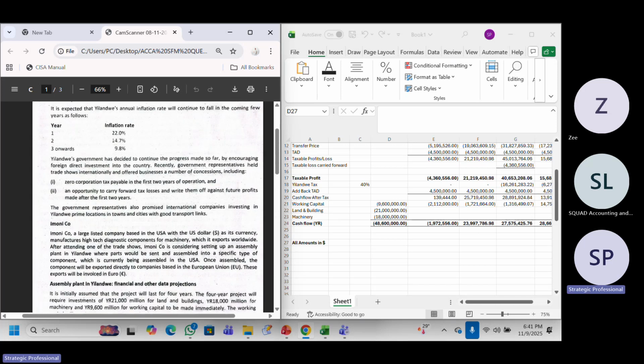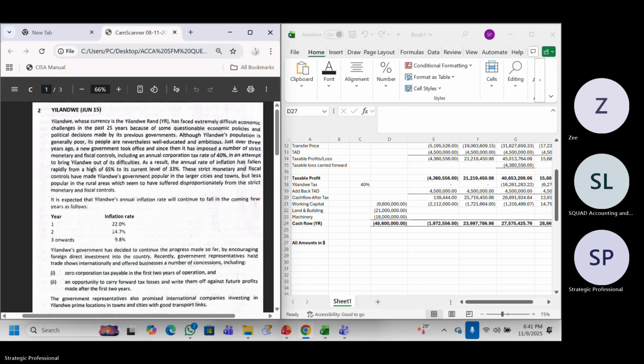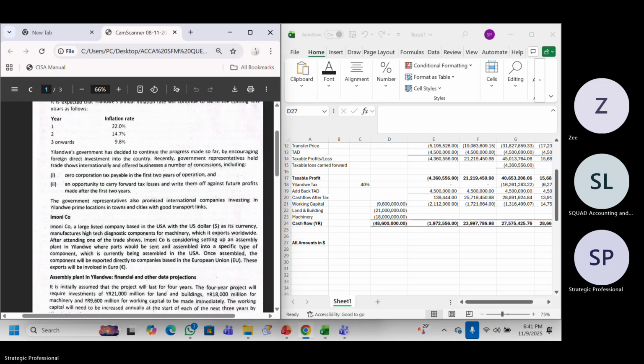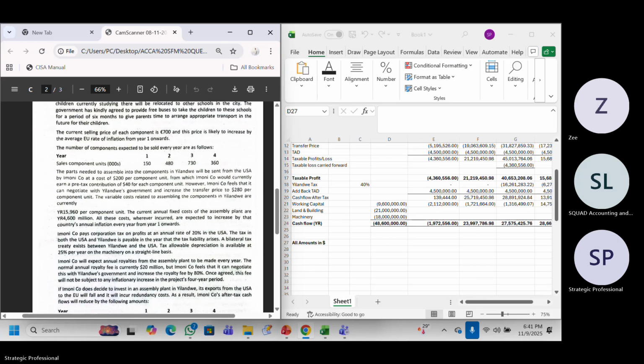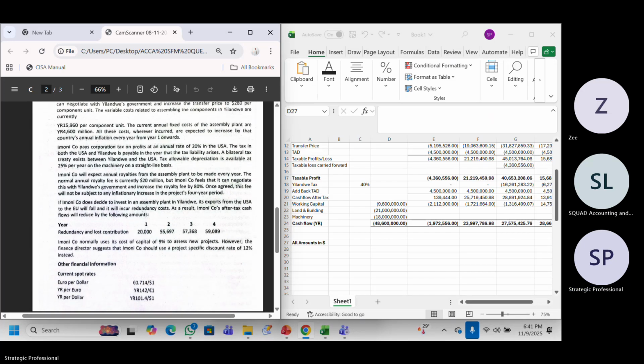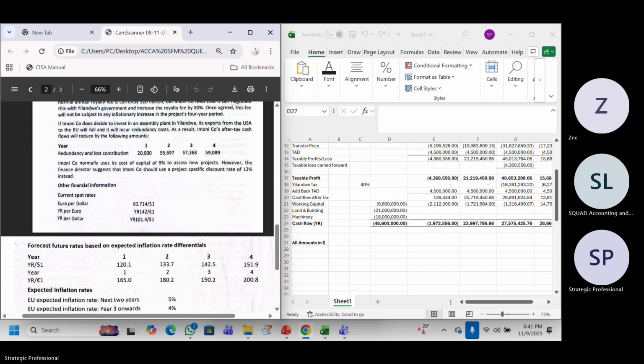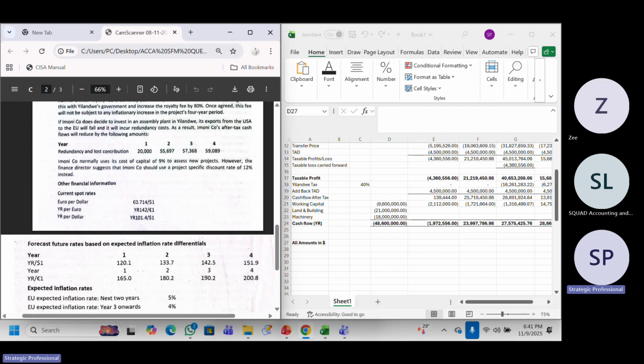I'm coming. There's something I'm looking for. Okay, there's something I want to show you. Though this was not part of the question, I just want to show you for when you see a different variant. You can see they've given us the yen to dollar, which is 120, 133. So we bring it here.